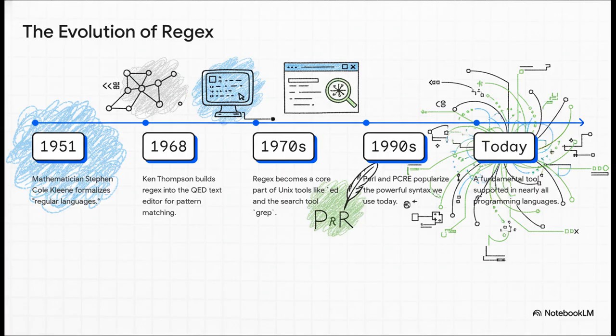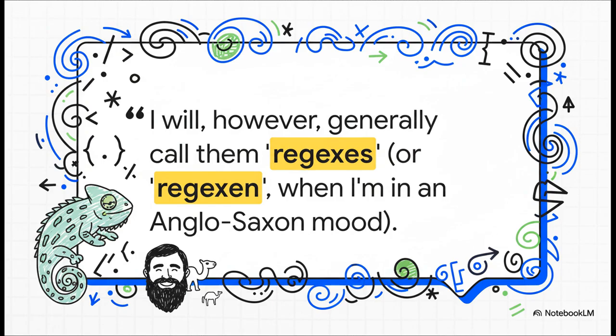Then, in the 90s, the programming language Perl came along and supercharged regex, creating the powerful syntax that is now pretty much the standard everywhere. And speaking of Perl, its creator, the one and only Larry Wall, had this great quote that just perfectly captures the vibe. It shows how this really powerful, almost academic concept became such an integral and even playful part of programming culture.